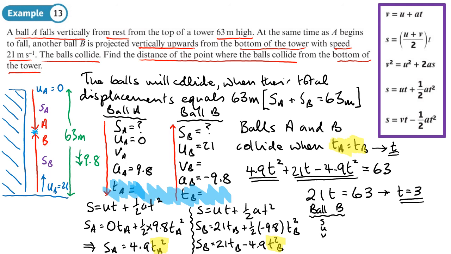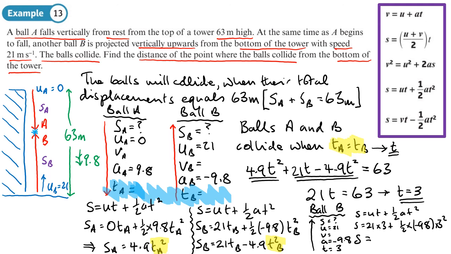SUVAT. So we want to find S. U is 21. Now I'm taking upwards as positive. V we don't care about. A is going to be negative 9.8 and t equals 3. So our equation that has S, U, A and t is going to be S equals ut plus half at squared. So S will be 21 times 3 plus half times negative 9.8 times 3 squared.